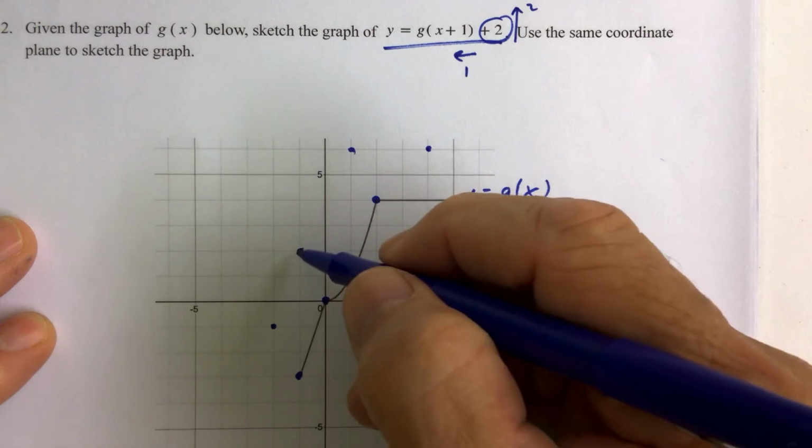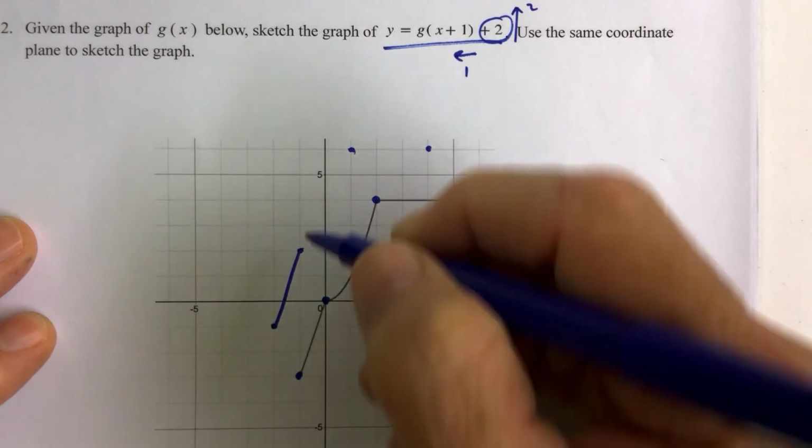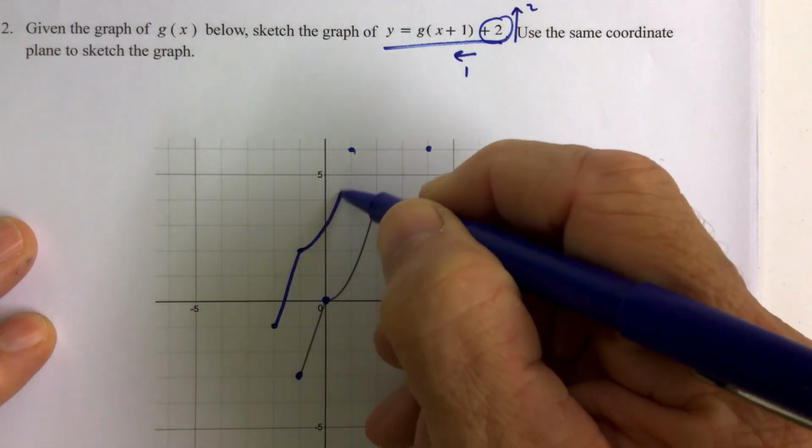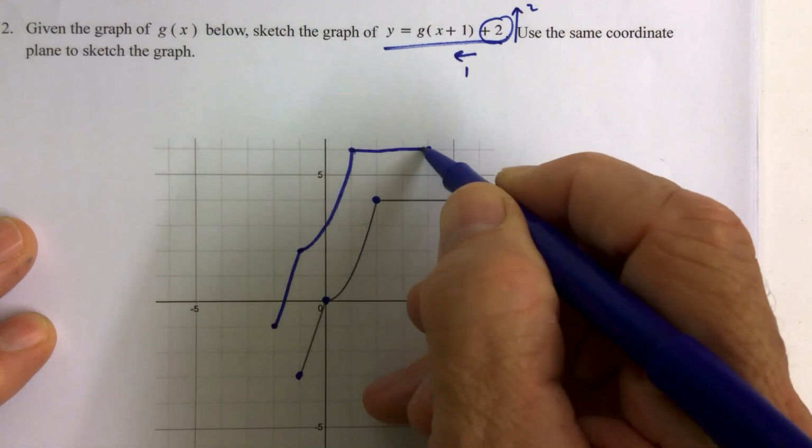And then you just draw the graph of the new function, same shape as the graph of the old function. And there you have it.